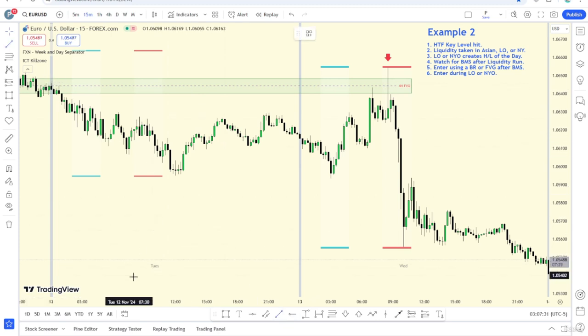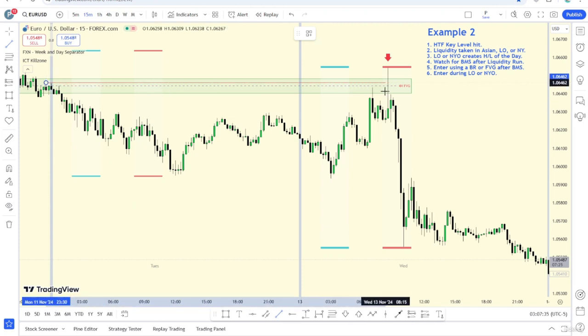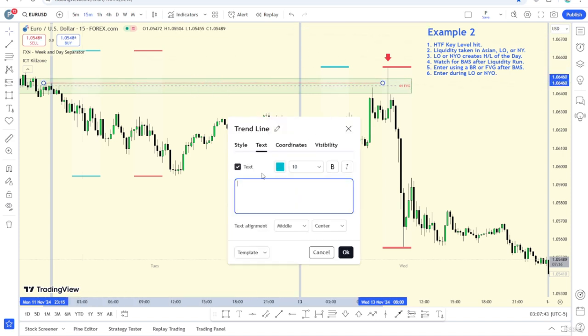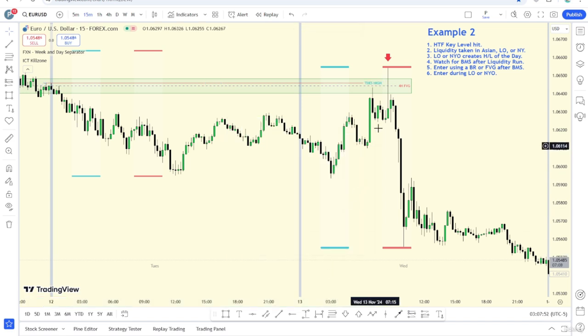What I wanted to show you is that if you look at this high right here, this is on Tuesday. So this is Tuesday's high that was actually taken out on Wednesday during our setup example. This is the liquidity that was taken out during this setup example. We took out that liquidity at 8:30 a.m. This is during the New York session.